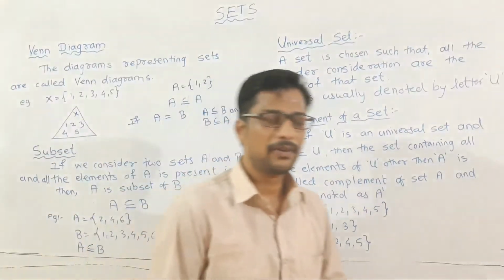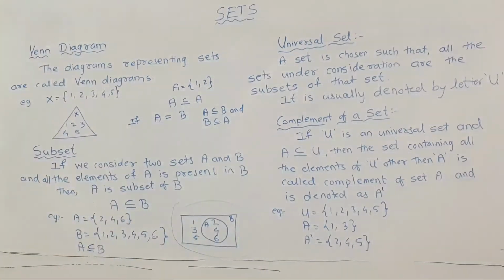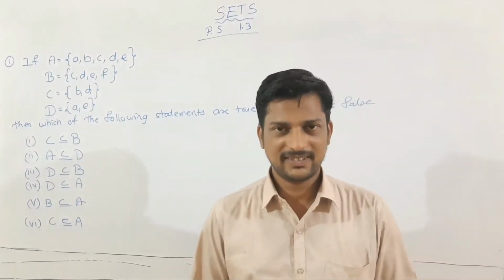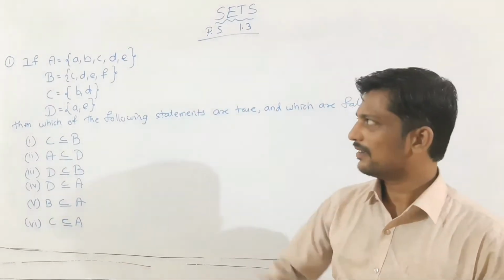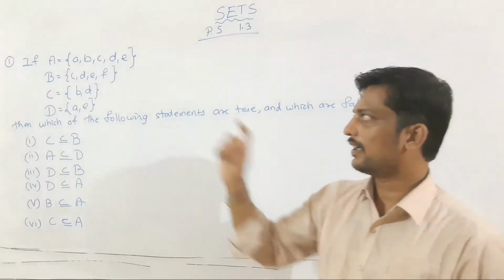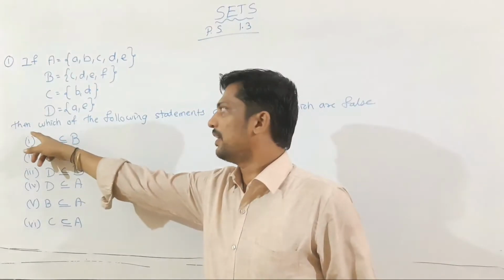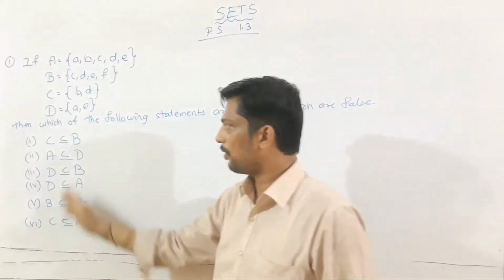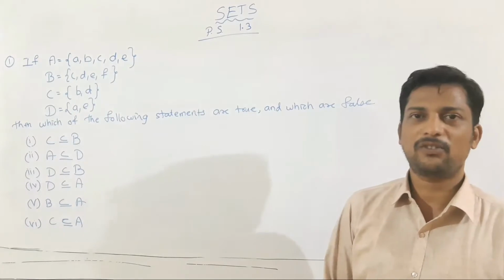Then let us start with practice set 1.3. Fine. Welcome students. Let us see the first example of practice set 1.3. Fine. And here they have given me sets A, B, C and D with these elements. Fine. Then they have asked which of the following statements are true and which are false. So they have given me 6 statements. I have to identify which is true and which is false.